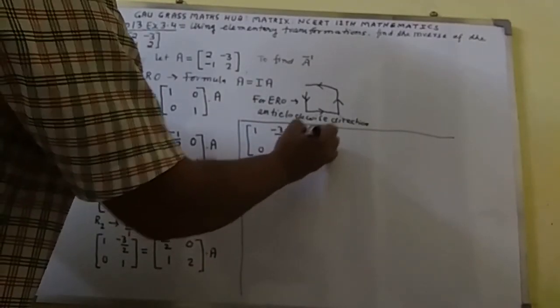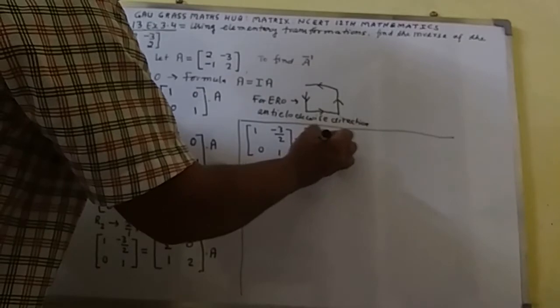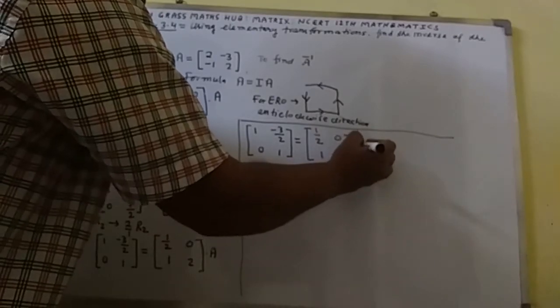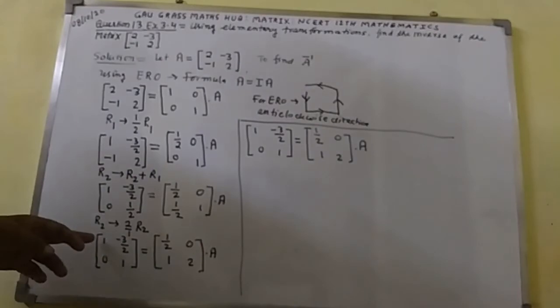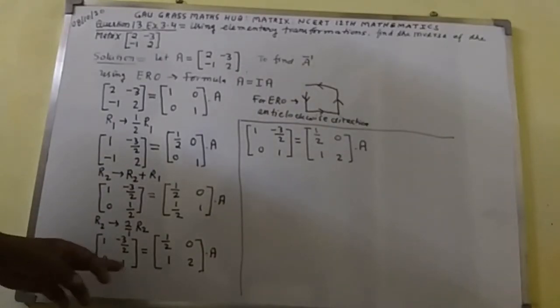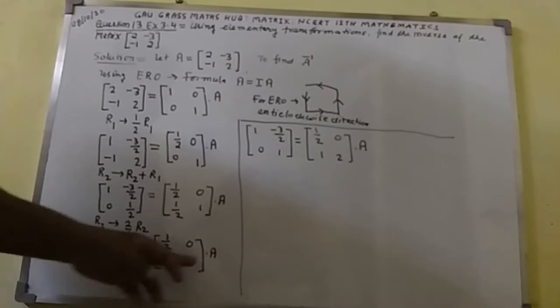Equal to, opening of square bracket. The elements of first row I shall write: 1 over 2, 0. The elements of second row I shall write: 1, 2. Dot A it will be written. The elements of first row 1, minus 3 over 2, second row 0, 1. Here first row elements 1 over 2, 0, second row 1, 2, dot A.